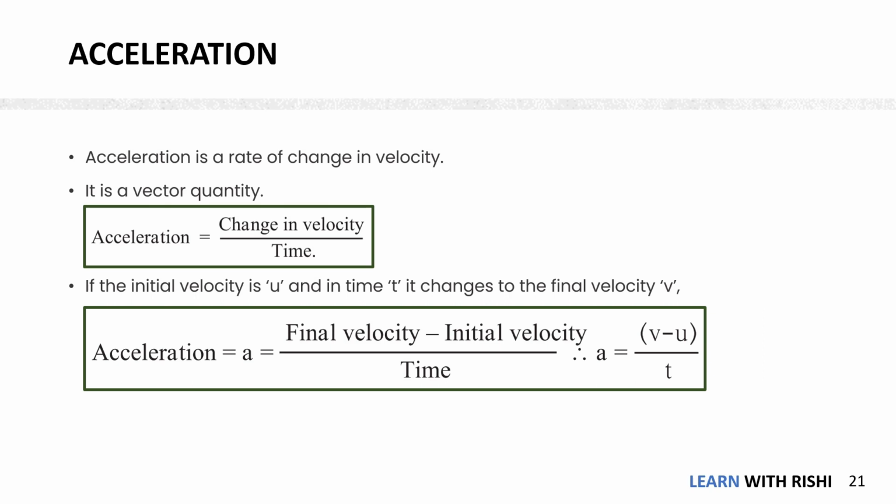For example, you are driving a car. Initially what was the speed of your car? That is u. And after time t, what is the speed of your car? That is v. So we'll just subtract the final speed minus initial speed upon time. This will give the acceleration of our car. I hope you understood this.